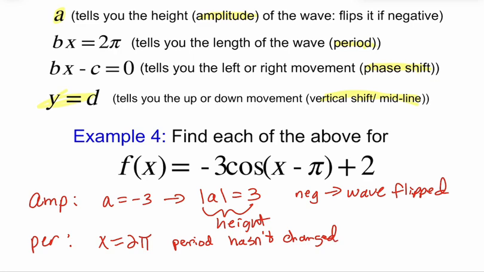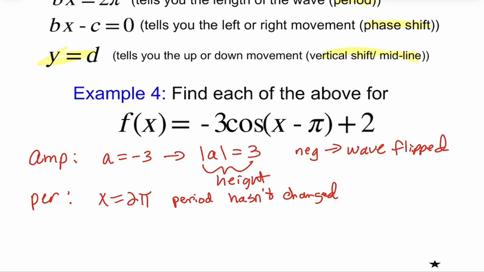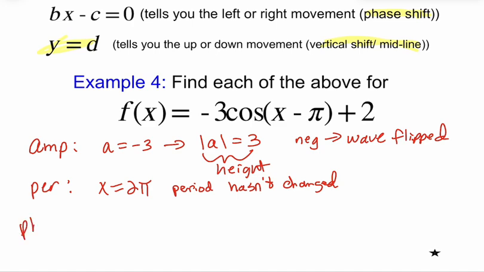Okay. Next, we're going to do the phase shift. So you're going to take the whole parenthesis, no matter what it is, and you always set it equal to 0. That's where we're going to start. That's our starting place.